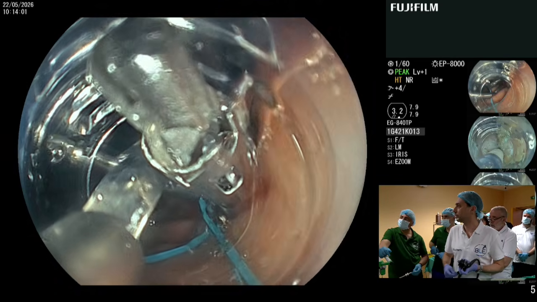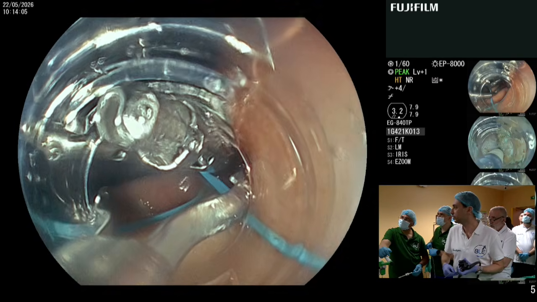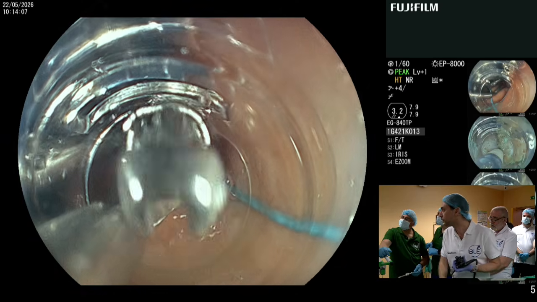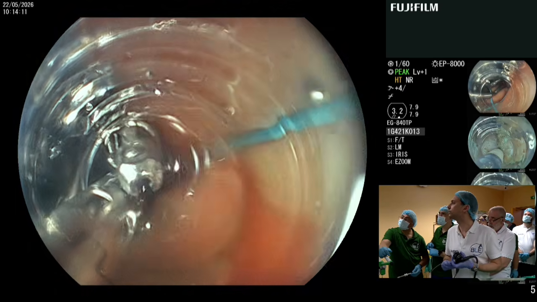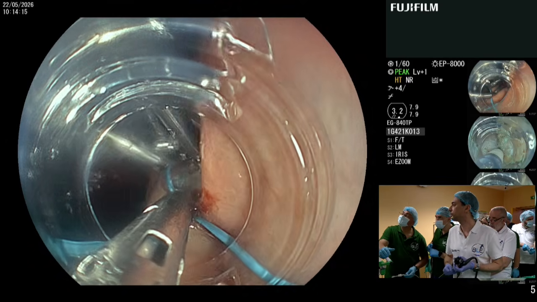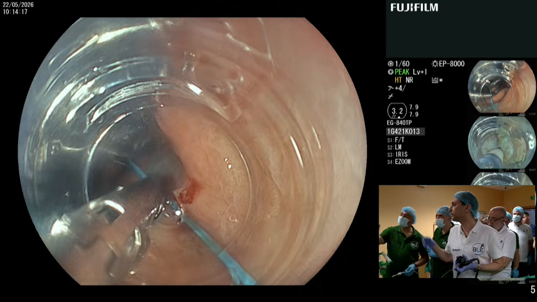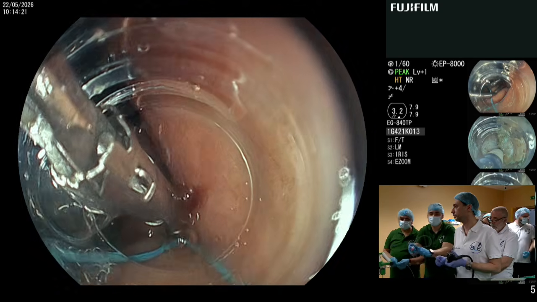Okay. I rotate by myself. Okay, open well. Open. Yes, nice. I want to grasp everything together. Close. Do we have mucosa? Yes. Yes, we have. A little bit. We have. Okay. Okay. Fire. Yes. Okay, now you close the loop.